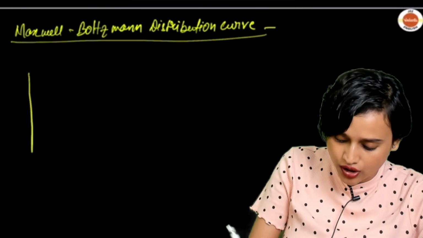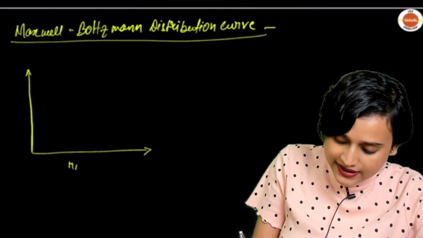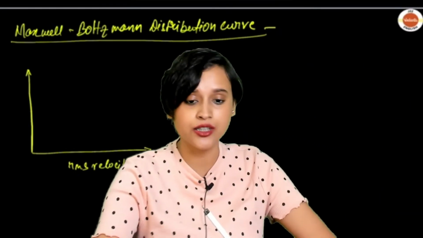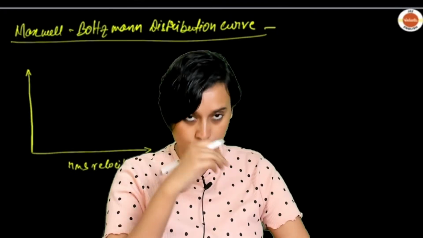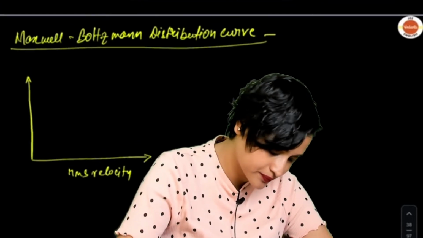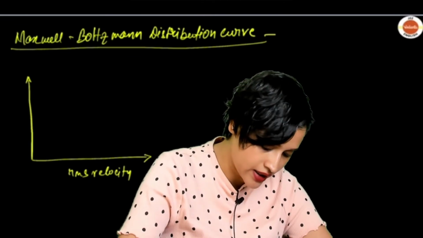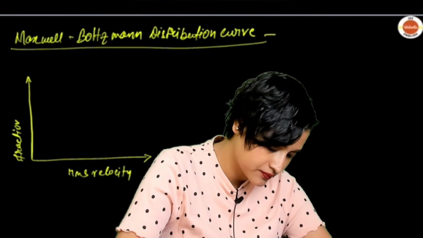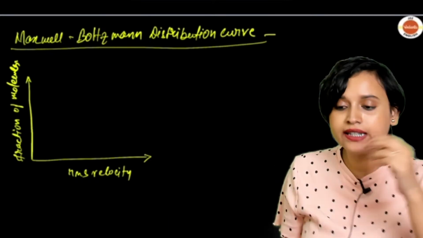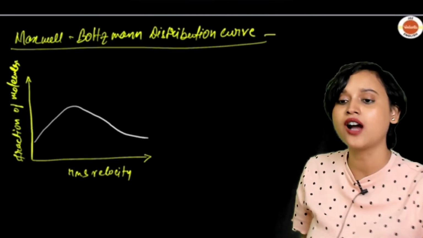The curve will look a little like this, in which, on the x-axis, he has taken RMS velocity, that is root mean square velocity, and on the y-axis, he has taken the fraction of molecules. Just a second, let me draw the graph, then we will understand. Now, when he did this, he figured there was a graph like this.